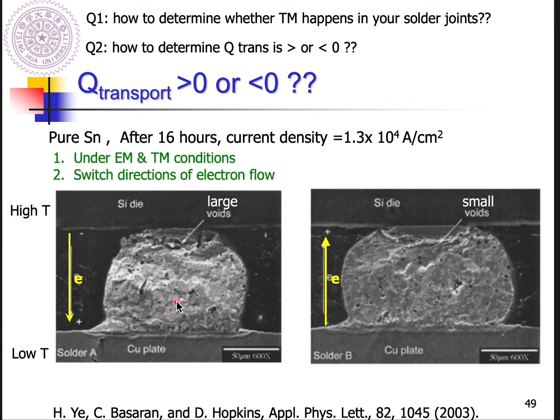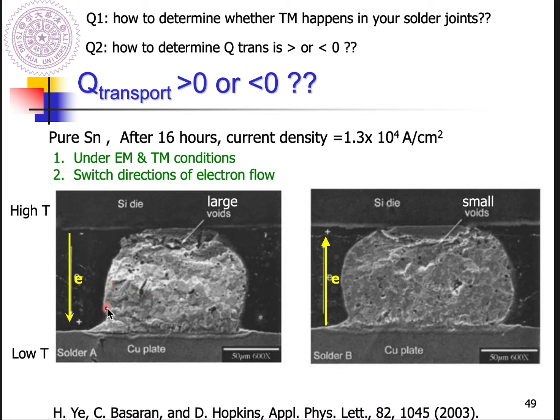So here we provide you the following method. You can directly switch the direction of the electron flow and analyze whether there is a void formed in your solder bond and at which locations, so you can have some idea about whether TM happens, and also determine the sign of the heat of transport. And let me explain why.